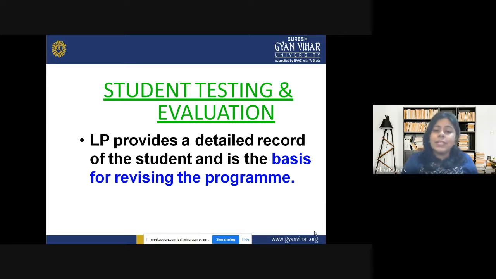On the basis of the responses of the learner, redesigning or revising the program can be made. There can be certain changes that can be included with the help of the information that we have received from the responses of the learner.